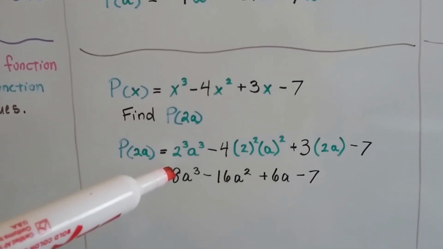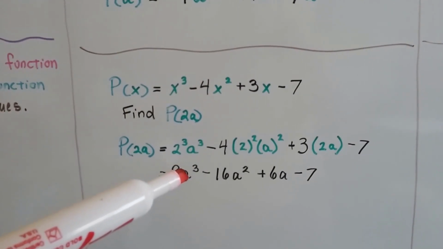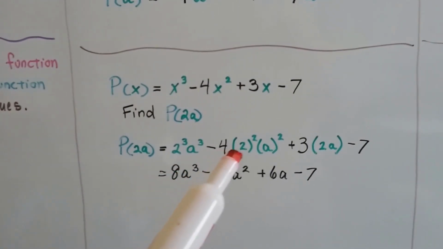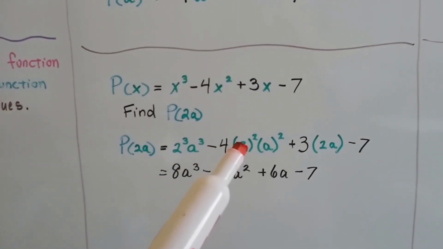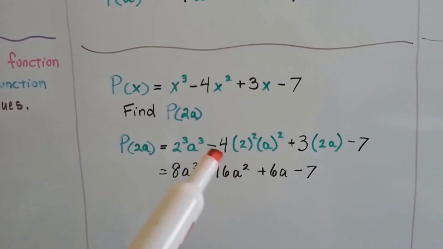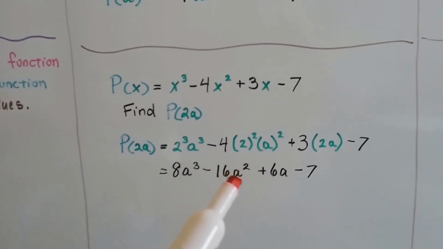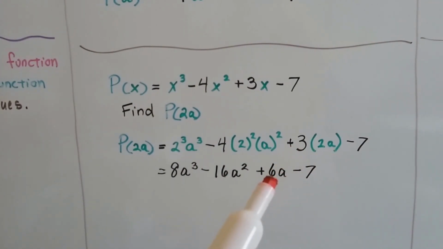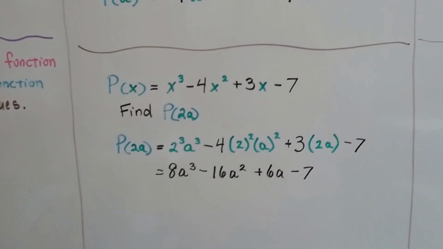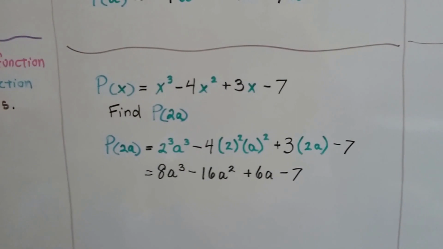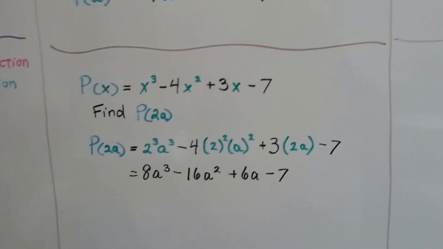2 cubed is an 8, and we have our a to the third power, minus 4 times 4, which is the 16, negative 16, a squared. 3 times 2a is 6a minus 7. See? Just make sure you give the exponent to each one of them, all right?